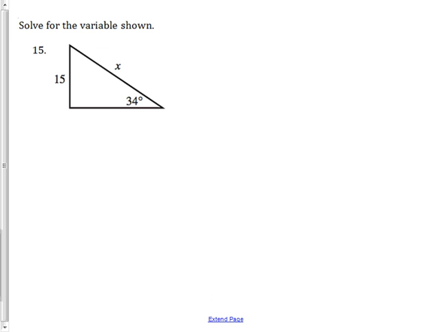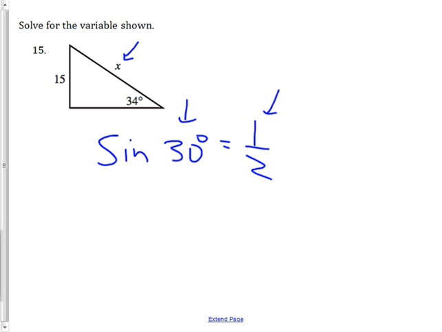All right. Next one, solve for the variable shown. This kind of problem, like number 15. If you're trying to get this x right here, you are going to need trig. You're going to have to set up one of these classic sine of 30 degrees is equal to 1/2 kind of thing, where you have a degree here and you have sides here.